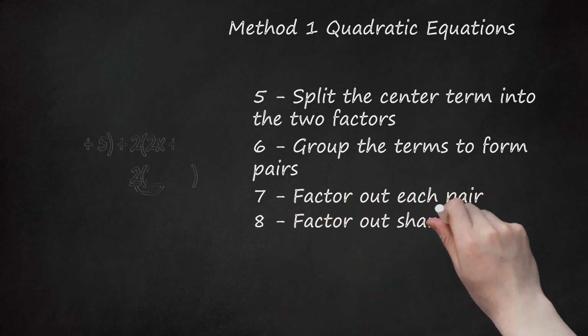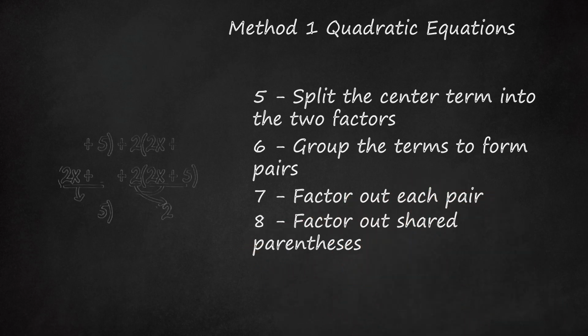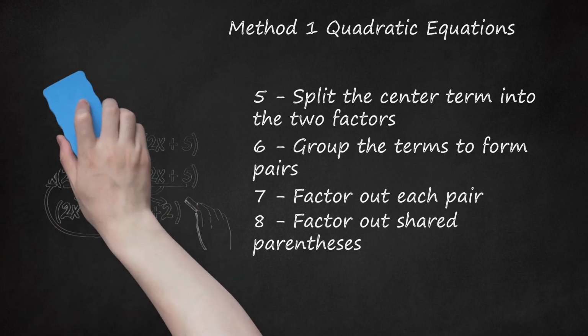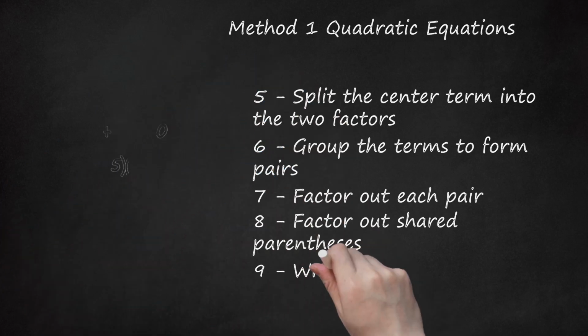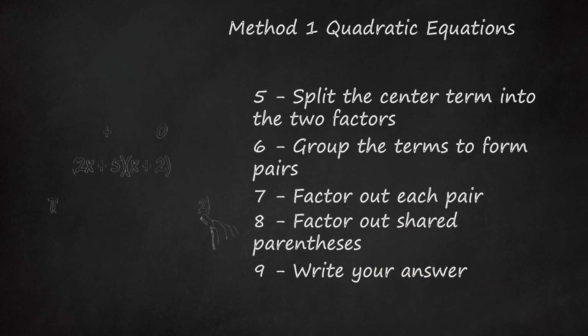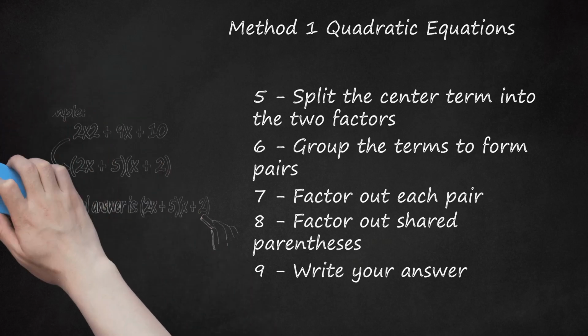8. Factor out shared parentheses. There should be a shared binomial in parentheses between the two halves. Factor this out, and place the other terms in another set of parentheses. Example, (2x plus 5)(x plus 2). 9. Write your answer. You should now have your final answer. Example, 2x² plus 9x plus 10 equals (2x plus 5)(x plus 2). The final answer is (2x plus 5)(x plus 2).